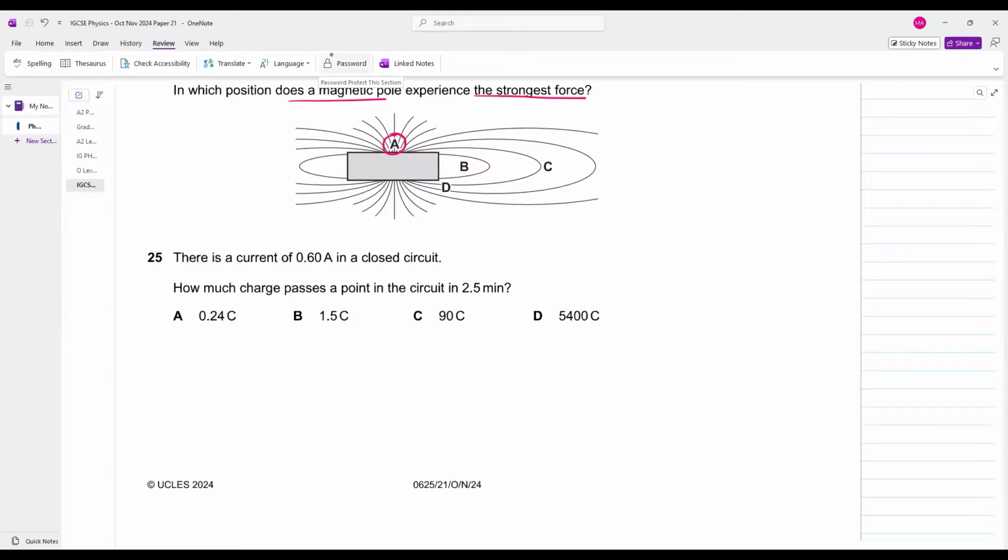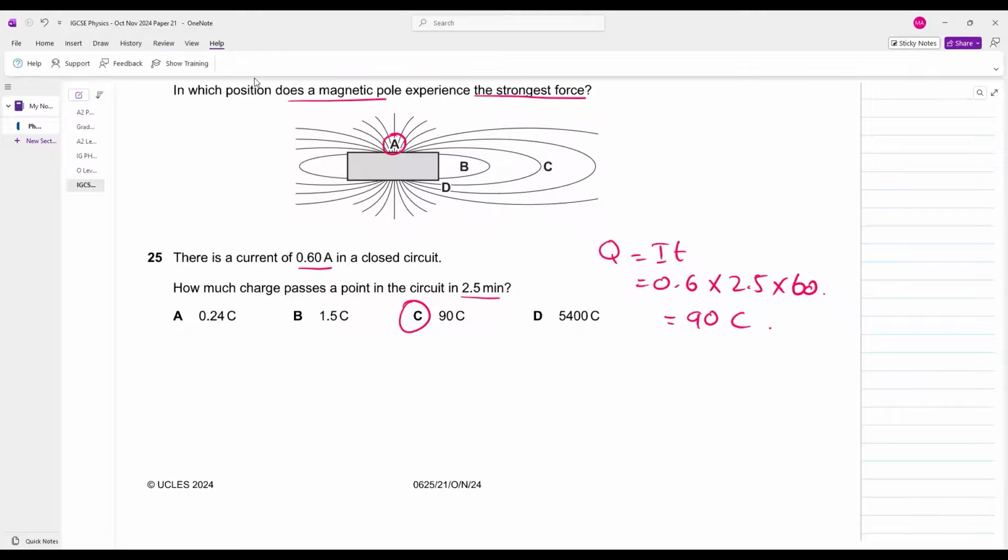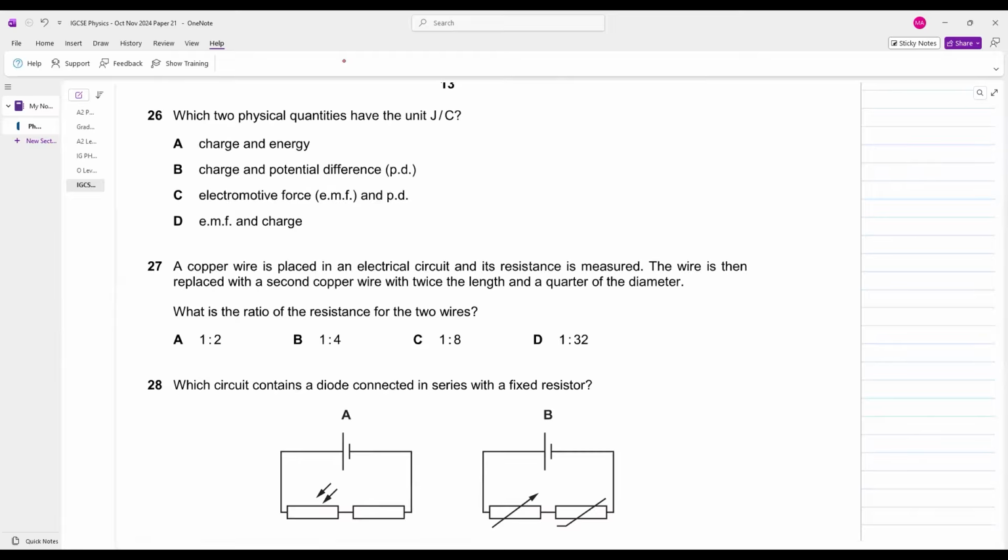A current of 0.6 ampere is in a closed circuit. How much charge passes in 2.5 minutes? Charge is equal to what? Current into time. What is the current? 0.6. What is the time? 2.5 minutes. 2.5 into 1 minute has 60 seconds. What will your charge come out to be? 0.6 into 2.5 into 60. This comes out to be 90 coulombs as your charge. C is your answer. Let's move on to question 26.